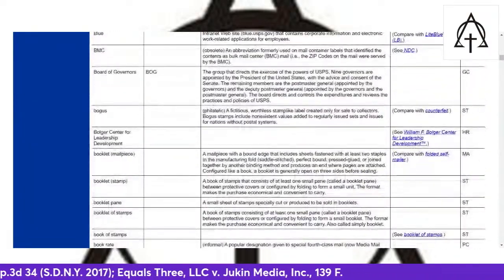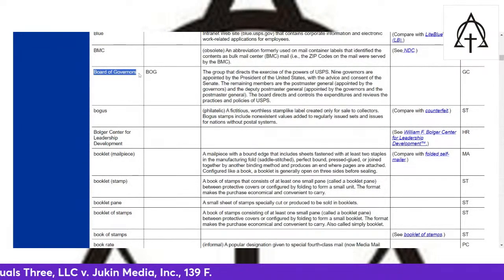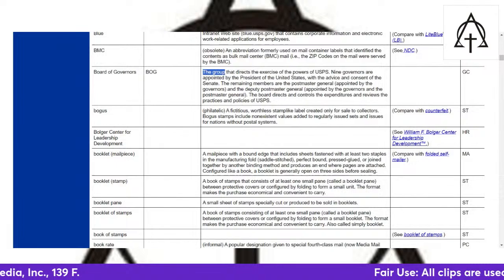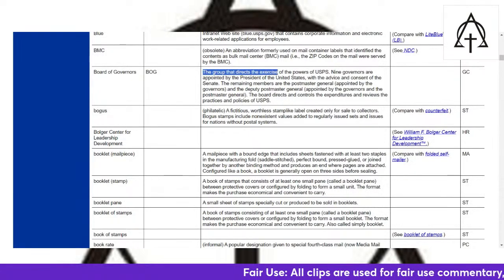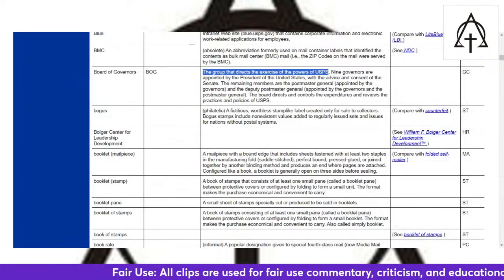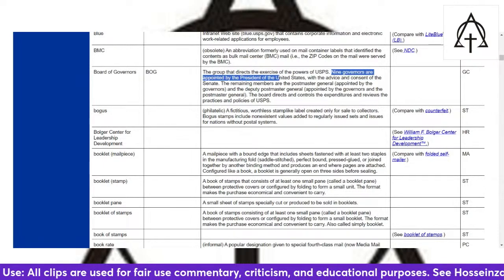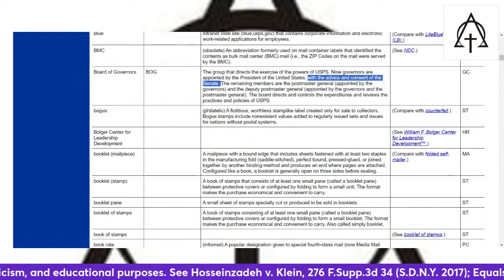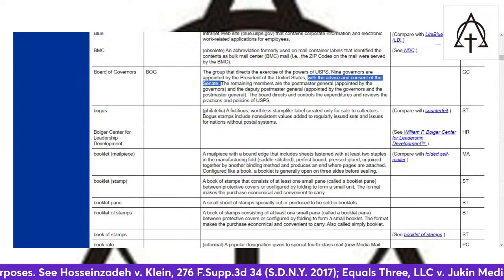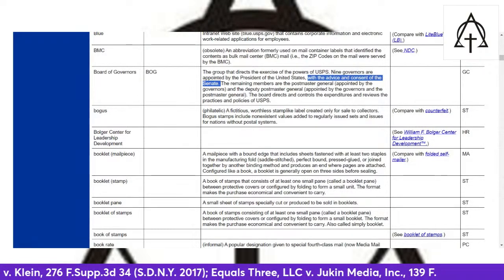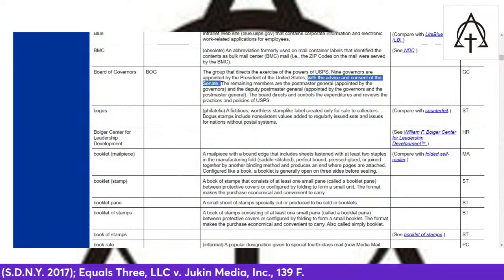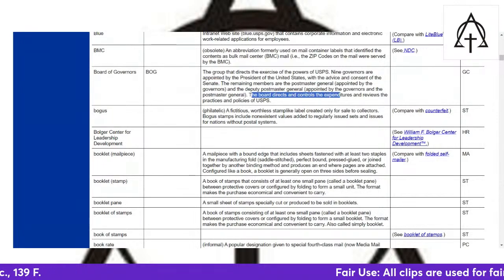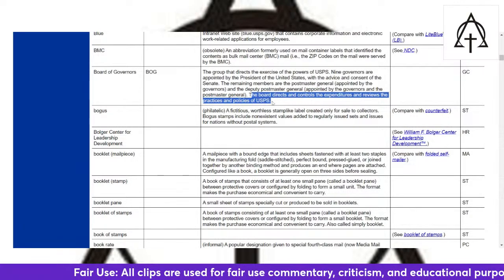Well, maybe it'll bring us back up here, but here's the first one I want to get into, Board of Governors, BOG, the group that directs the exercise of the powers of the USPS. Nine governors are appointed by the President of the United States with the advice and consent of the Senate. The remaining members are the Postmaster General, appointed by the governors, and the Deputy Postmaster General, appointed by the governors and the Postmaster General. The board directs and controls the expenditures and reviews the practices and policies of the USPS.